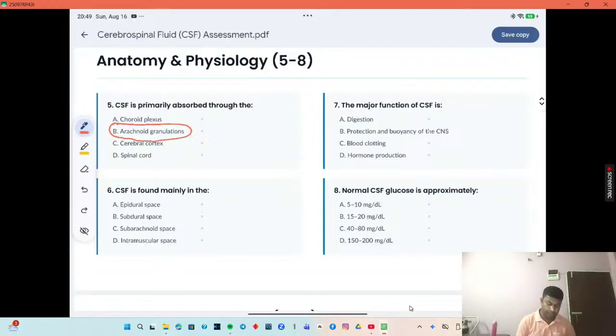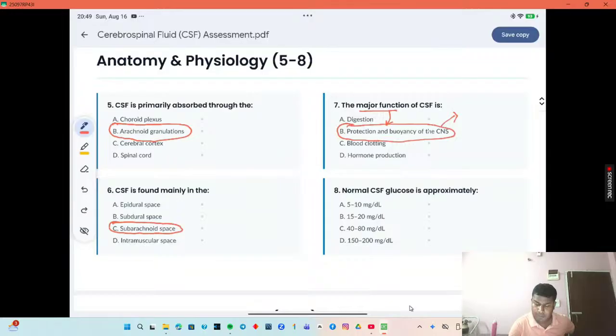CSF is found in the subarachnoid space. Okay. So now, what is the main function of CSF? The main function of CSF is it gives us protection and buoyancy to the central nervous system.